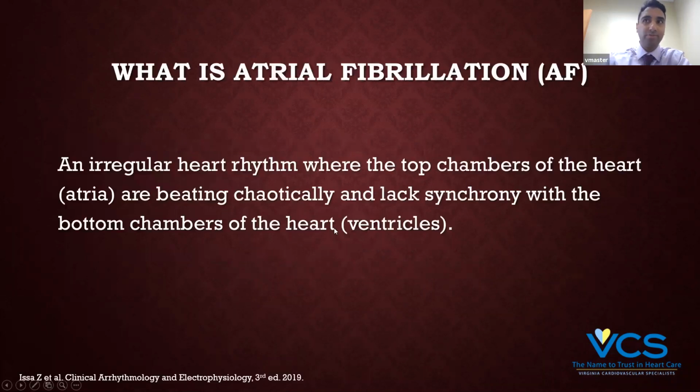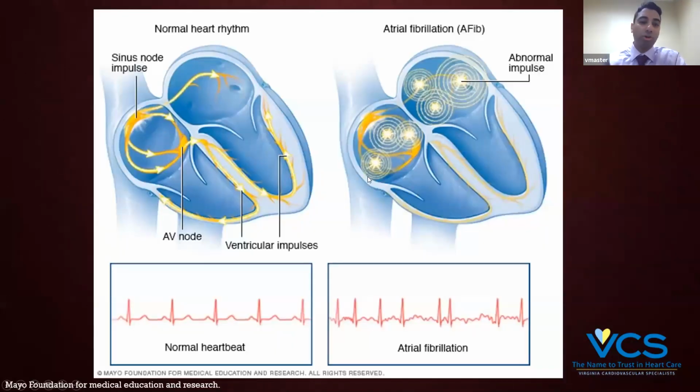So what is atrial fibrillation? It's an irregular heart rhythm where the top chambers of the heart, the atria, are beating chaotically. And so your heart lacks the synchrony between the top and the bottom chambers, which are called the ventricles. So atrial, meaning the top chamber atria, and then fibrillation, basically it's just shaking. And so this diagram kind of illustrates what atrial fibrillation is.